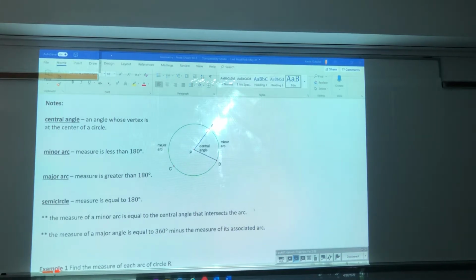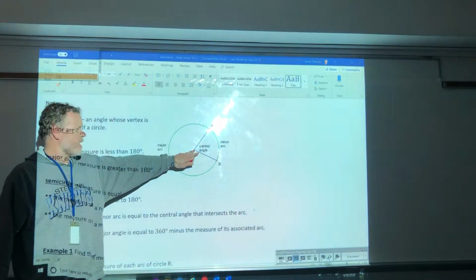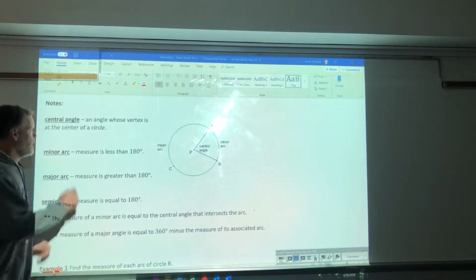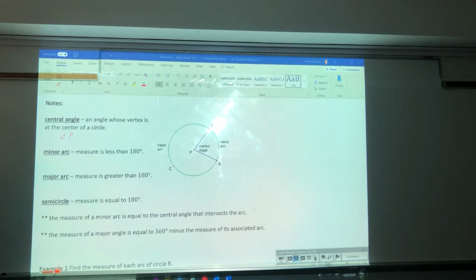Okay. First off, we're talking about a central angle. That's going to be the angle that basically comes off the center of your circle right here. And in this case, angle P would be your central angle.